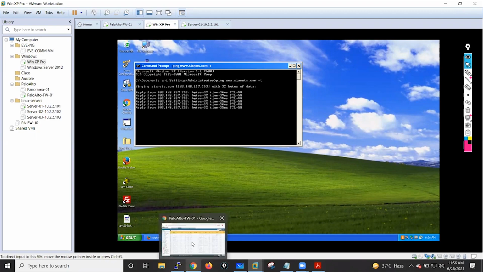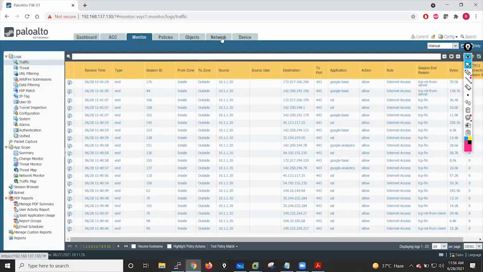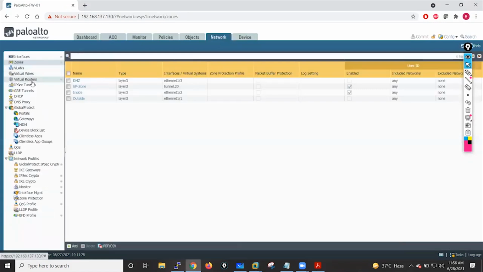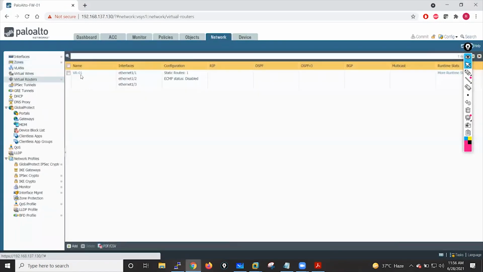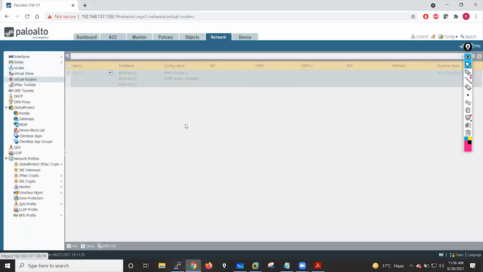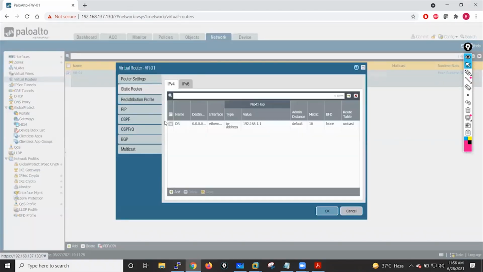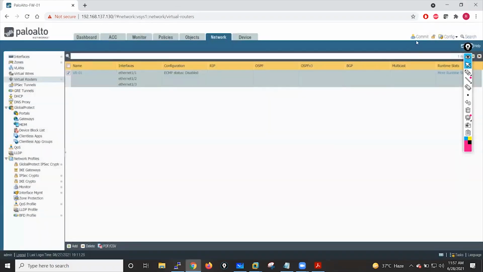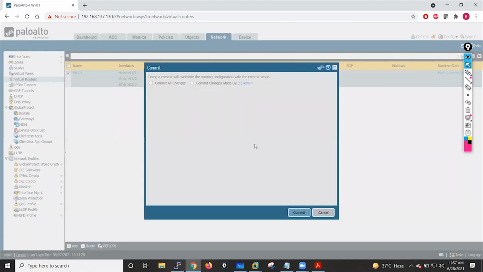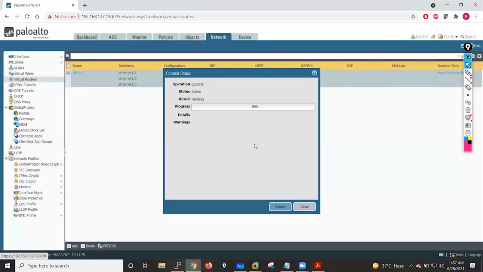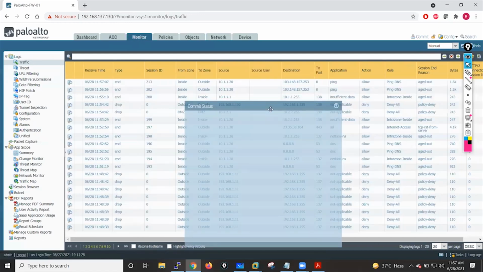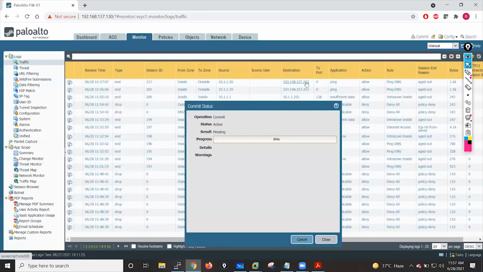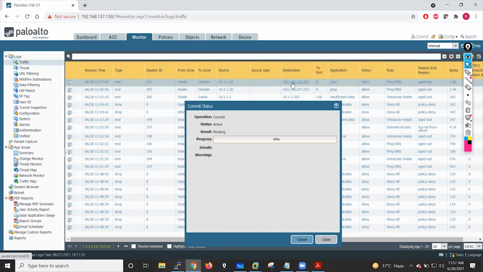Because in my firewall, let me go to my Network tab, into Virtual Routers. I will do one test for this. I'll go into this virtual router, Static Route, and delete my static route, my default route, which means now I don't have any route for crnets.com. See, the ping is going on. This is the IP address of my website, which is crnets.com.